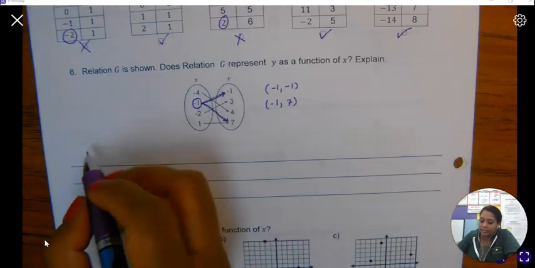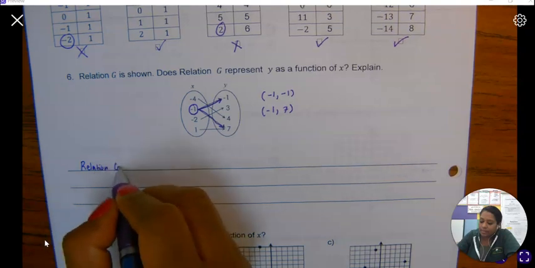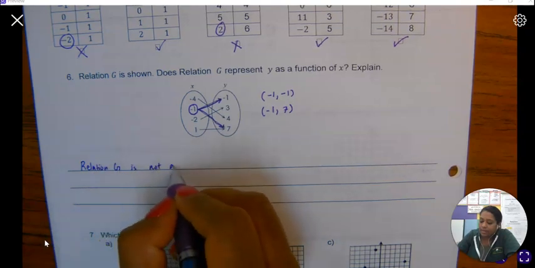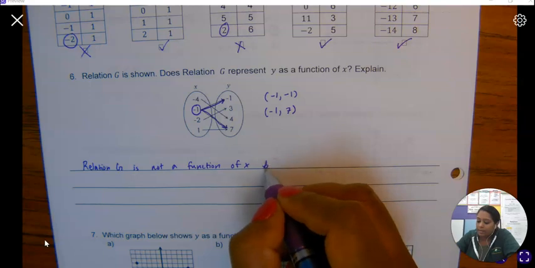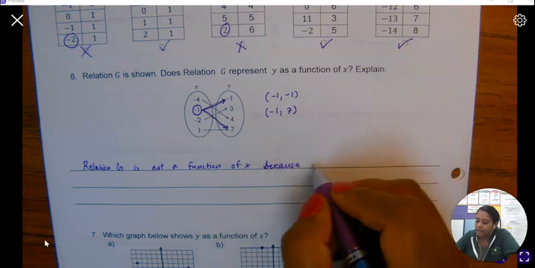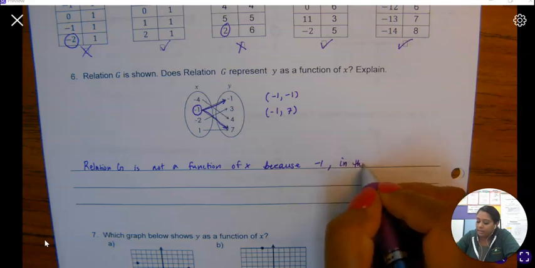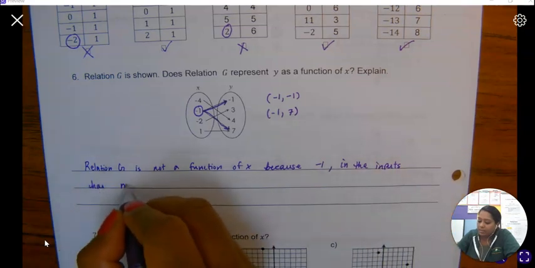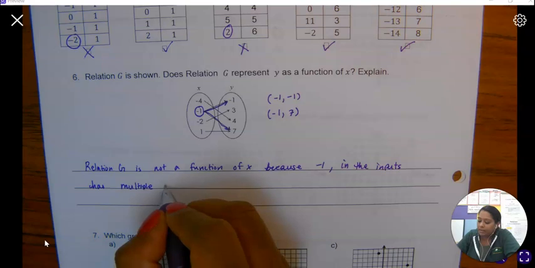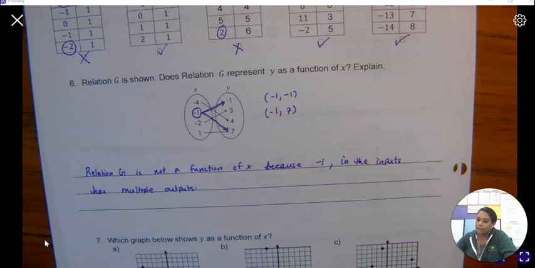So for this, I'm going to say relation G is not a function of x because -1 in the inputs has multiple outputs. Okay, it's going to too many numbers. So that's the reason.